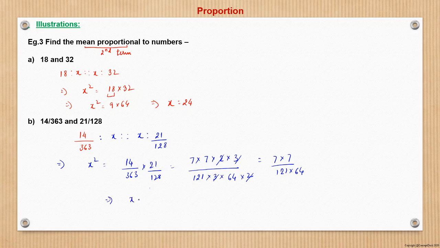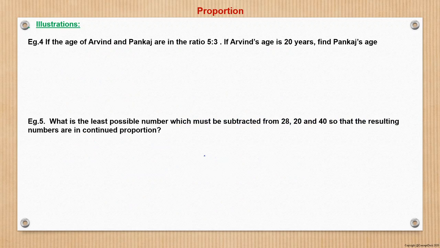So from here we know that x can be written as 7 upon 11 into 8. That is 7 upon 88 is the required mean proportional to these two numbers. Right. Let us move to example 4. This is also a very basic level question. If the ages of Arvind and Pankaj are in ratio 5:3, so that is Arvind to Pankaj is 5:3. If Arvind's age is 20 years, find Pankaj's age.